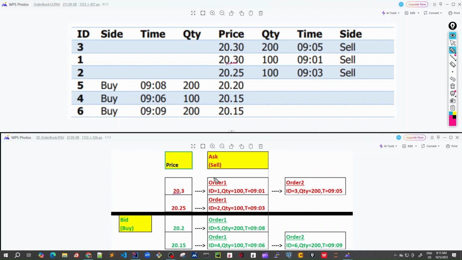And for each price level, whatever the orders are there, it would be stored as a doubly linked list. For example, at 20.3, we can see that this order ID 1 arrived at 901, right? So it is at the head of the linked list, because it has got higher priority. And the subsequent order at the same price of 20.3, which is here 905, is going as the next node.